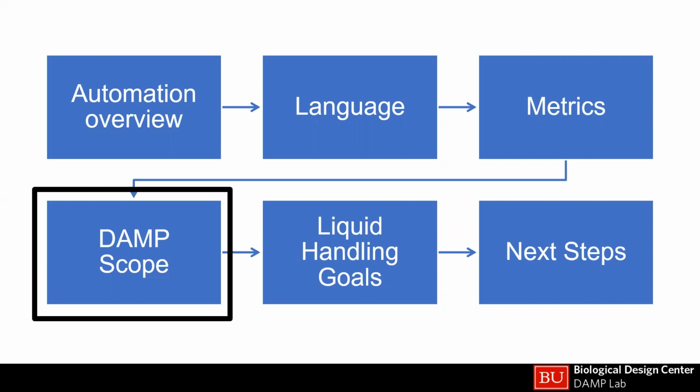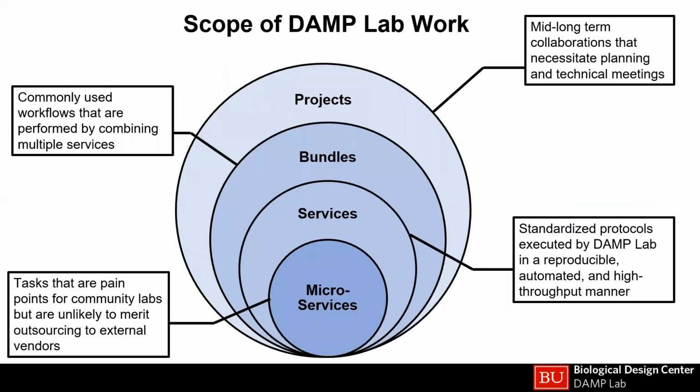We're halfway there. So next I want to talk about the scope of how I see the scope of the DAMP lab work. We've talked about other things like trainings and different engagements, but from a perspective of what we're going to do in the lab, I think the biggest scope is projects, which could be mid to long-term collaborations that might necessitate more technical meetings and planning.